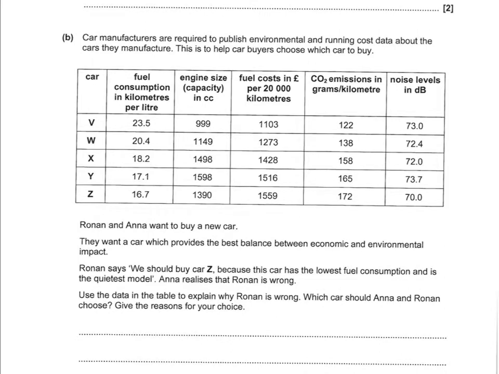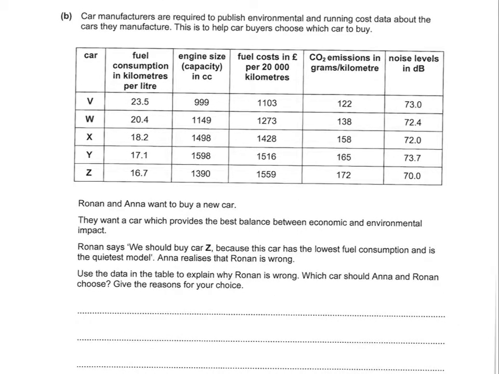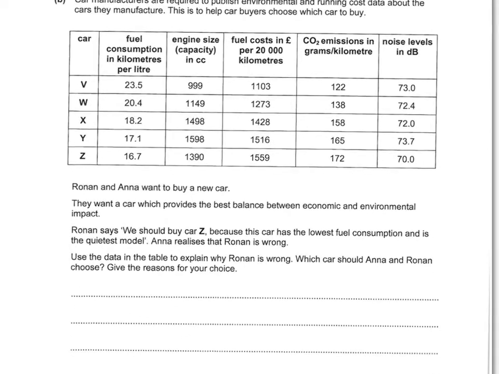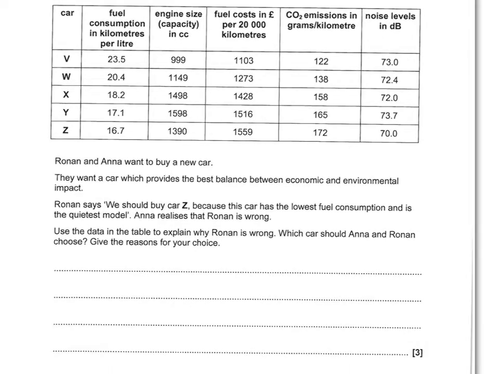Car manufacturers are required to publish environmental and running cost data about the cars they manufacture. This is to help car buyers choose which car to buy. So there's some data. It says Rowan and Anna want to buy a new car. They want a car which provides the best balance between economic and environmental impact. Rowan says we should buy car Z because this car has the lowest fuel consumption and is the quietest model.